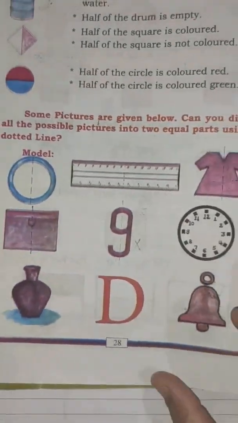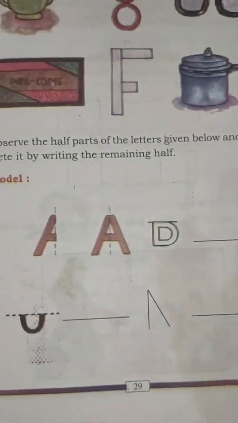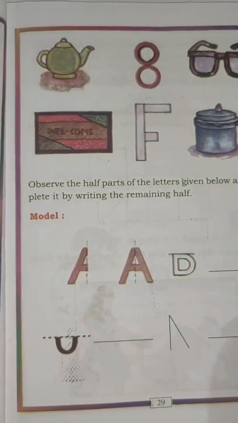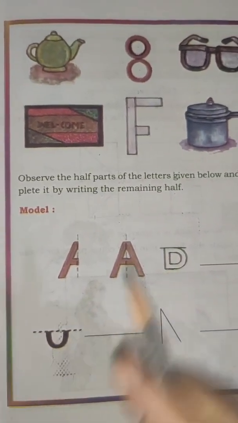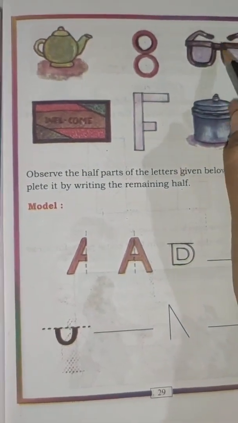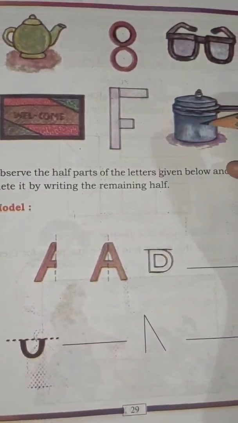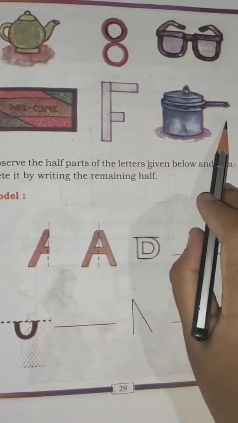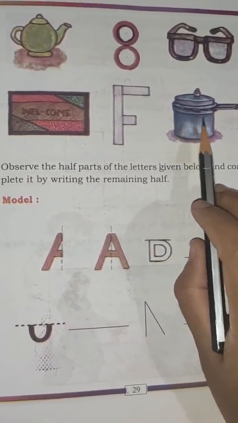In the same way, there are a few pictures which are there on page number 28 as well as on page number 29. By using your scale, you can cut it into two equal parts. Here you can cut this 8 and these sunglasses into two equal parts. And what about this cooker? Can you cut it into two equal parts? If I cut it here like this, I will get the largest area compared to this one, isn't it? So it is not possible.